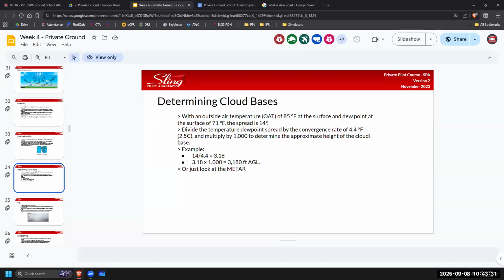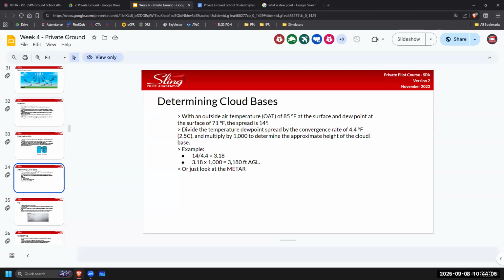Then you figure out if you want to use Fahrenheit or Celsius. Fahrenheit, the number is going to be 4.4. Celsius, the number is going to be 2.5. So figure out if you're staying with Celsius or using Fahrenheit. Depending on that, you divide the temperature dew point spread by that number. So they used Fahrenheit up at the top. The spread is 14 degrees Fahrenheit. So you'd use 4.4. So 14 divided by 4.4, and then you multiply that by 1,000.